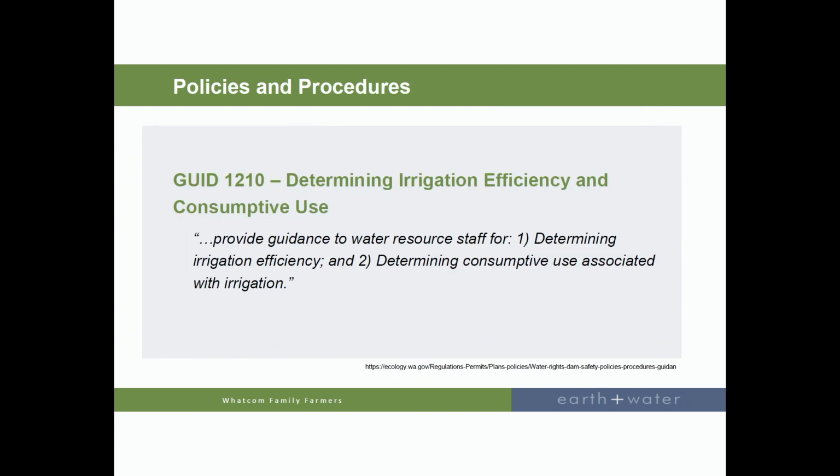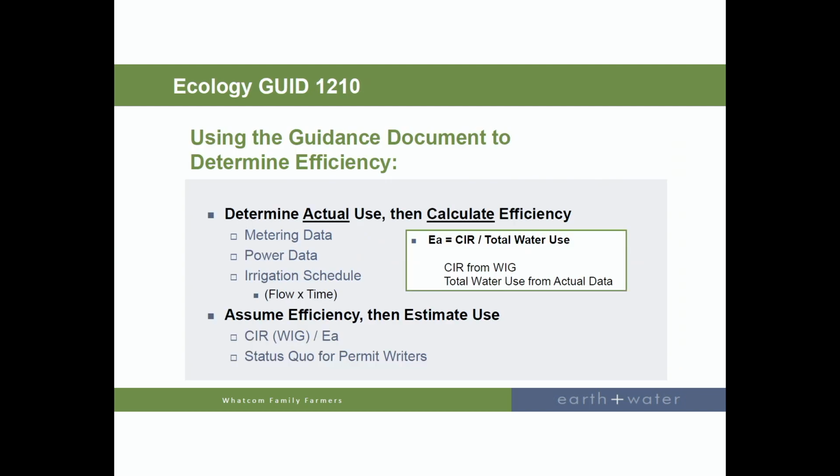And Ecology has a guidance document, guidance document 1210, which is their staff guidance on determining consumptive use of water, which is the water that the crops are taking up, and also the irrigation efficiency. There are some really good tables in that document, but to really use it, you're going to want to determine how many acres you're irrigating, what you're irrigating, and then look at the efficiency of that.